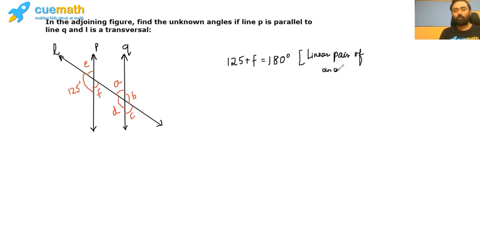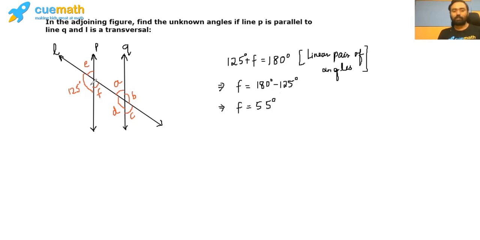So you see how we can use any concept which we have already discussed, but yes, we should be aware of these concepts and then we can solve all these types of questions. So 125 degrees plus F is equal to 180 degrees. So F will be equal to 180 degrees minus 125 degrees. Eventually, we are going to get the value of F, which is 55 degrees.